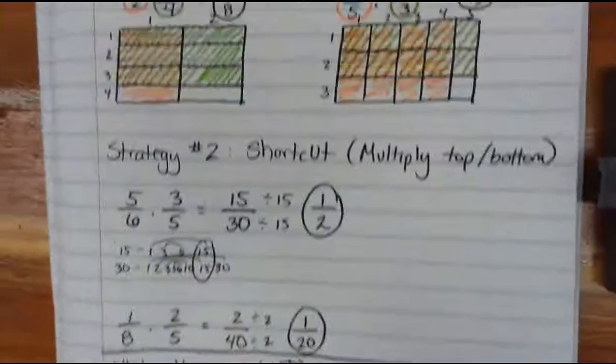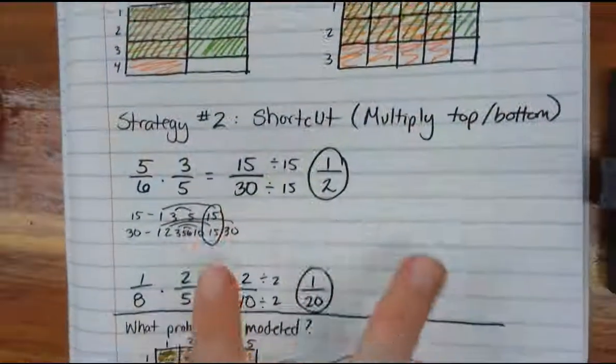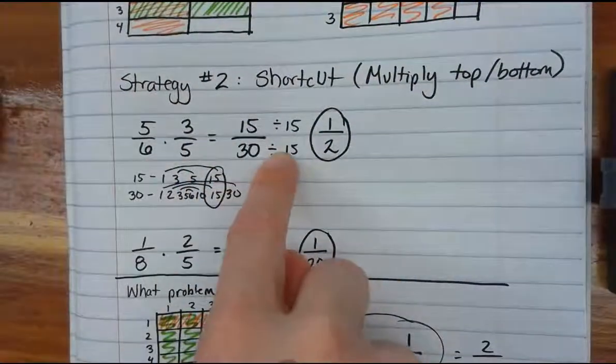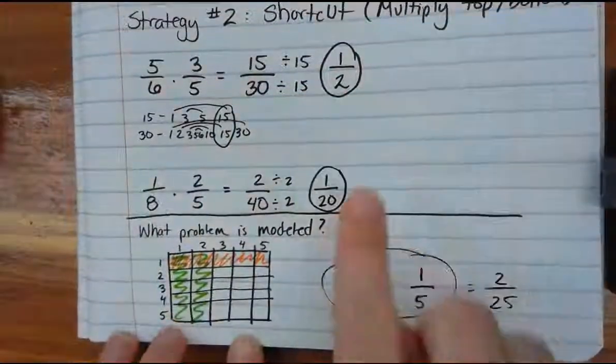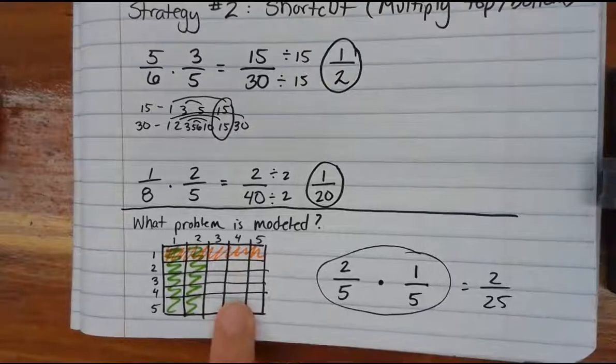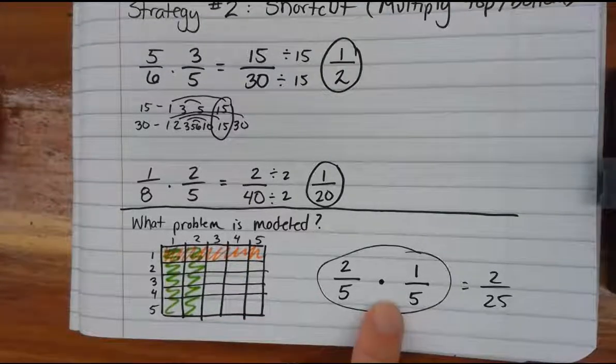So, using the strategy of pictures, using the strategy of the shortcut and multiplying the tops together and the bottoms together and simplifying, and also looking at pictures and finding out what problem is modeled, you should be able to go and do the quizzes now.